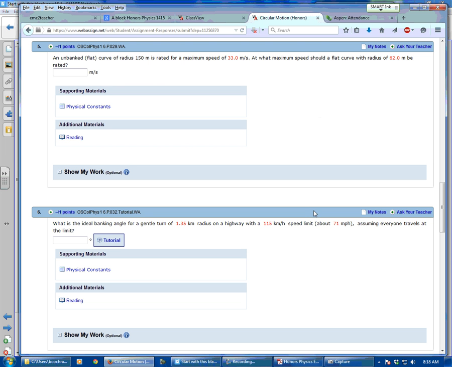Alright, so now on to number 5 here. This unbanked flat curve, and it's rated at this maximum speed, to the flat curve rated speed. Now, if you think back to the first day on circular motion, we watched a little video that was an illustration of going around a flat curve, which showed that the frictional force was pointing towards the center of the curve, and that was what was providing the force needed to have an acceleration towards the center.